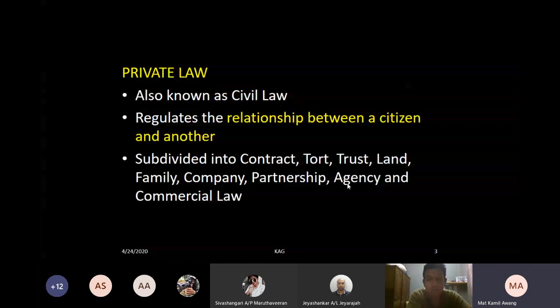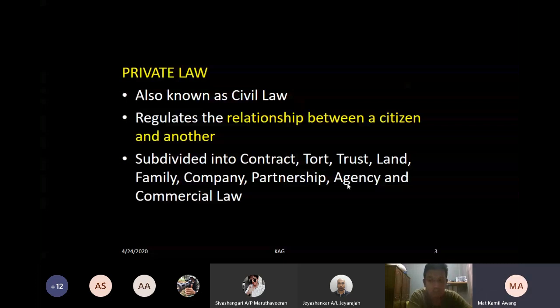And we have the company law, the setting up of the company and whatnot. Those are the laws that govern how the company is being set up and being run. The partnership law, agency, and the commercial law. So most of our discussion will focus on these areas, which is contract law, company law, that kind of thing.